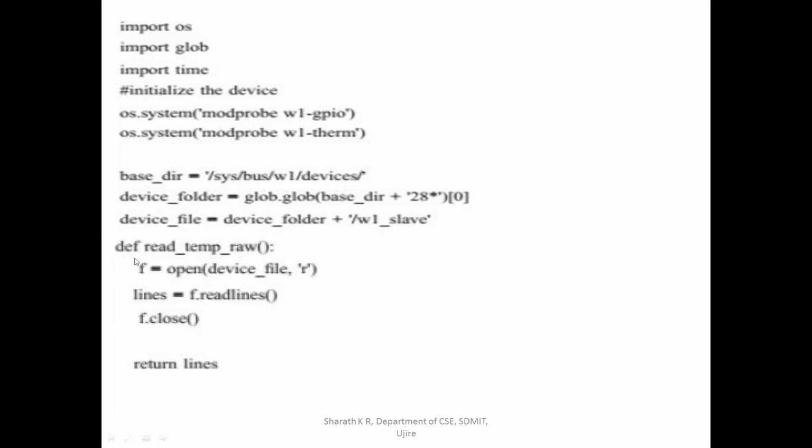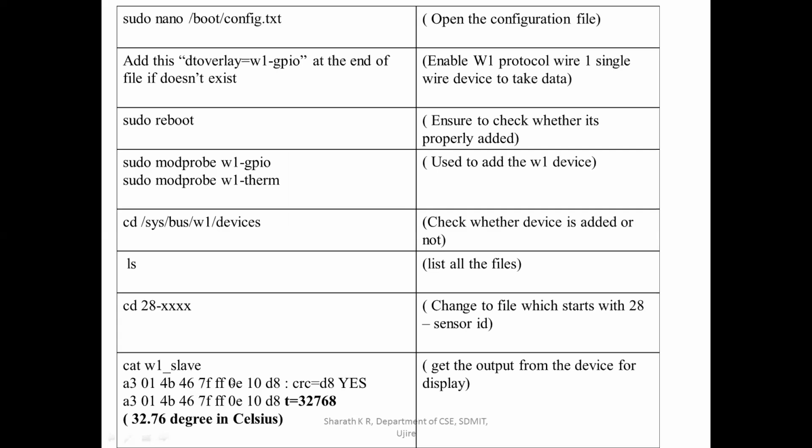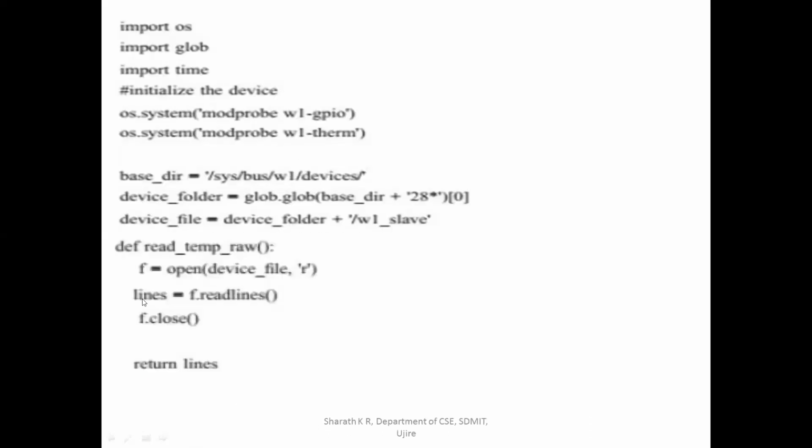So we write a user-defined function called read_temperature_raw, wherein we open this device file in read mode, and we use a built-in function called readlines to access these two lines from the sensor. These are the two different raw data lines being accessed from the sensor. Once accessed, these two lines are stored in a variable called lines. Then the file is closed, and these two lines are returned.